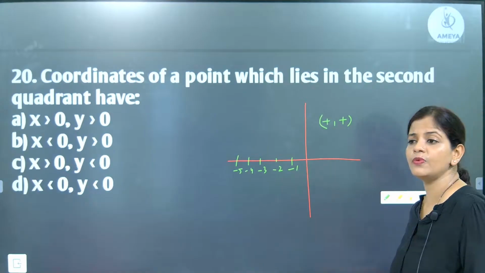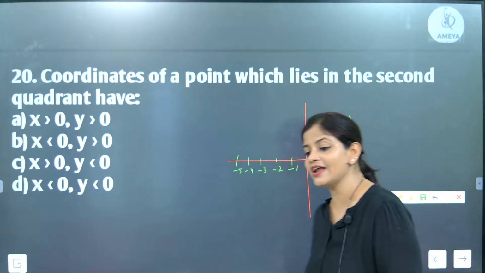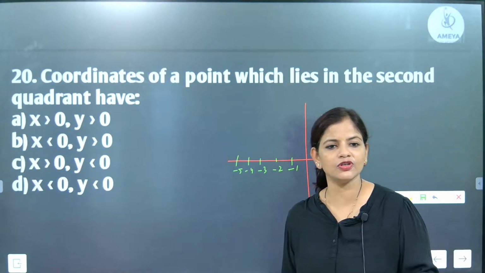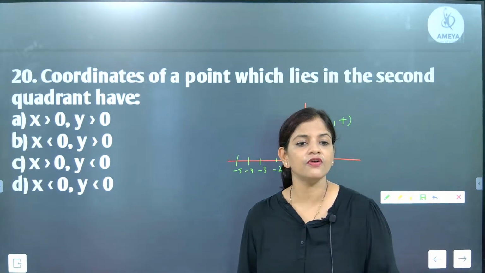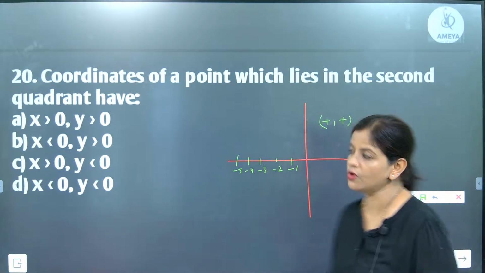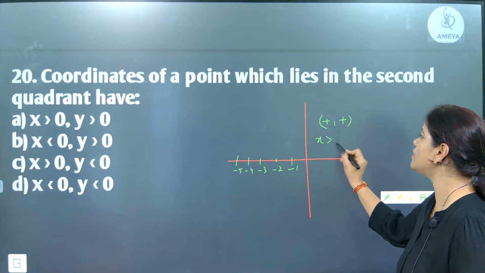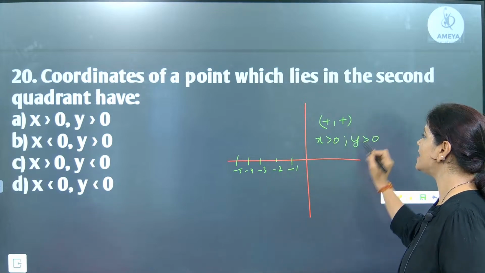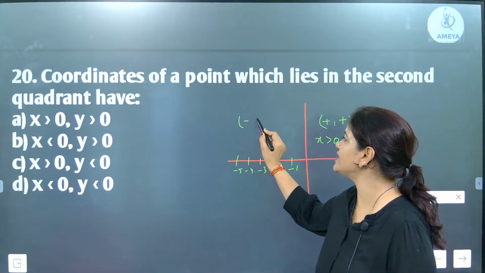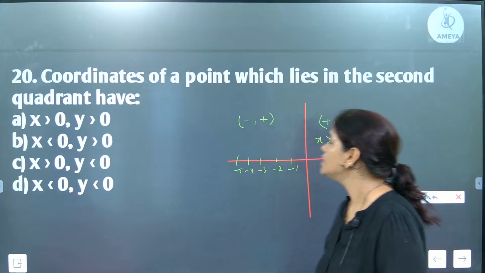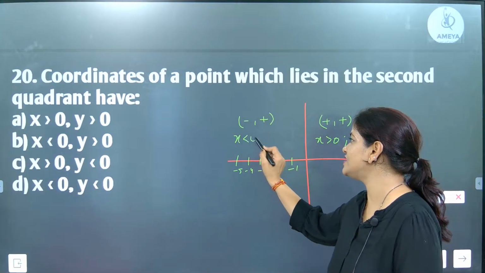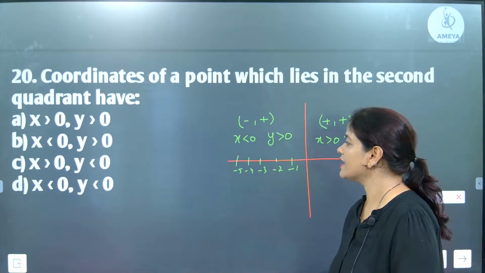When can a number be positive? When it is greater than 0. So here x will be greater than 0, y will be greater than 0. Now in the second quadrant it is negative and positive. Please check here one more time, beta. So here x will be less than 0 and y will be greater than 0.